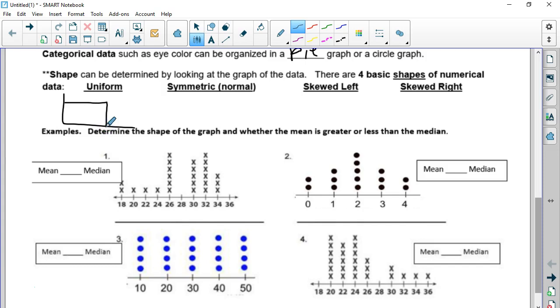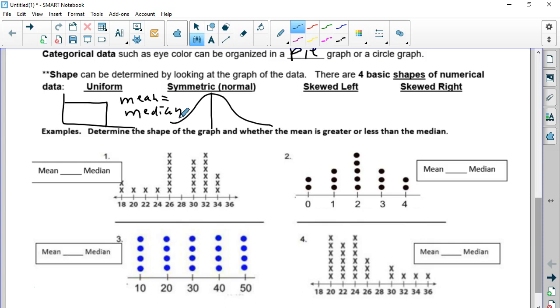A symmetrical looks like this. It's also known as a bell curve. Okay? Now, for both of these, the mean is equal to the median. That's very important. For a normal distribution and for uniform distributions, they're the same. They're equal to each other.